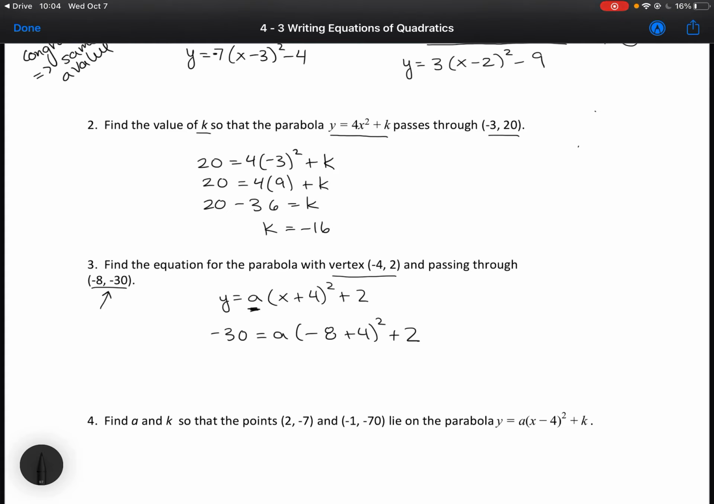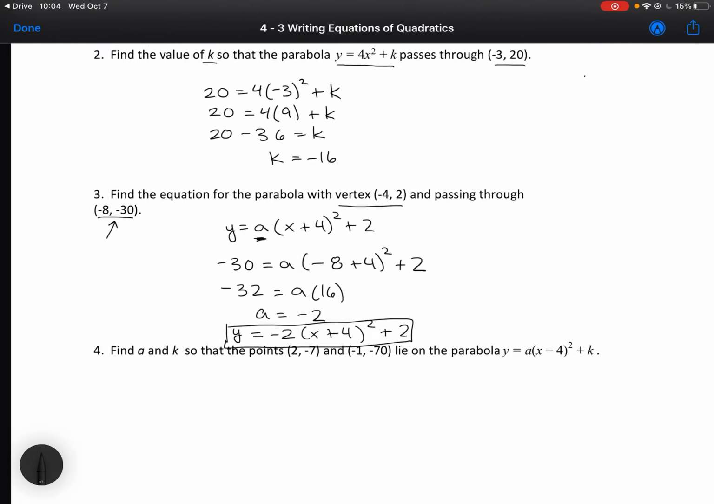Whereas in number 2 I was solving for k, now I'm going to solve for a. The first thing that I'll do is move the 2 over. So I've got minus 32 equals a times something. Then I'll do some simplification here. Minus 4 squared is going to give me 16. So that means that a has to equal minus 2. I'm not done, because the question asked me to find the equation for the parabola. So I'm going to summarize by rewriting my equation with the value for a in there.